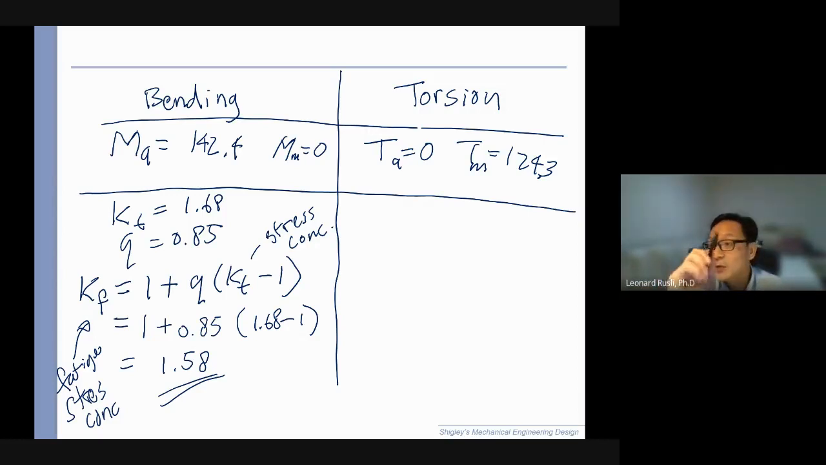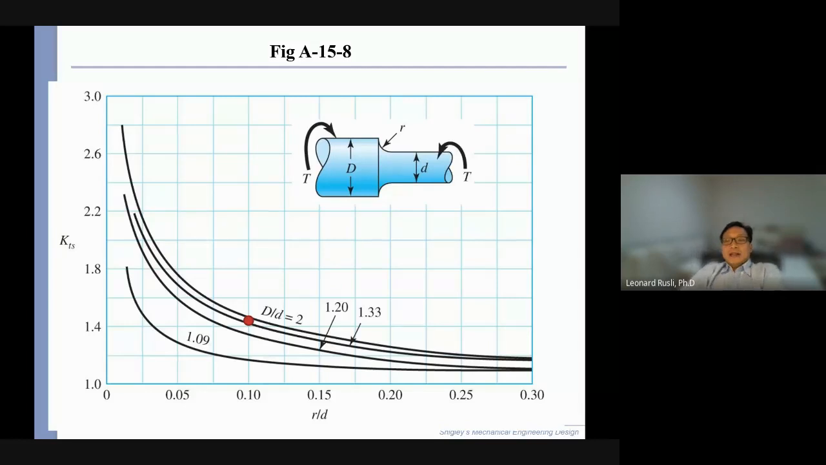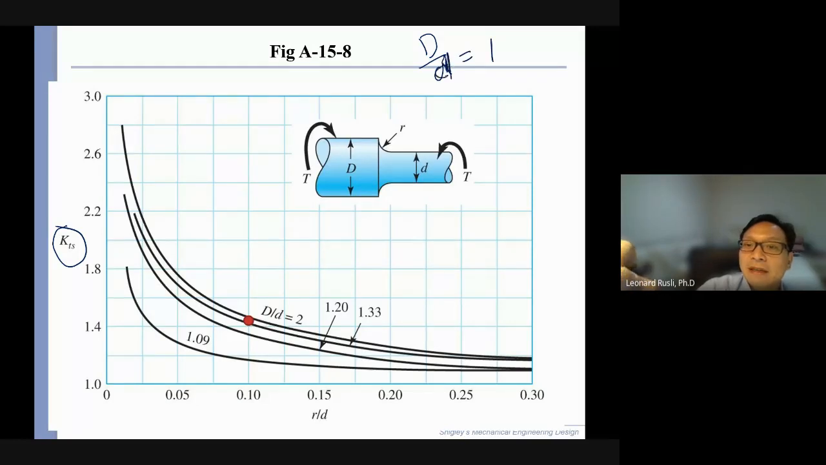Now, we need to do this for torsion as well. So let's look up the chart. Again, this is a different chart. Look at the T on the legend. Also notice that here it's called KTS, shear. It stands for KT shear. Our D over D was what? Tadi 1.5 ya. R over D is berapa tadi? 0.1.